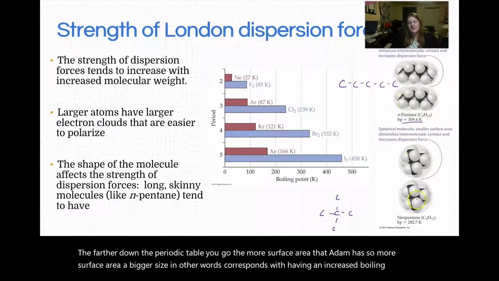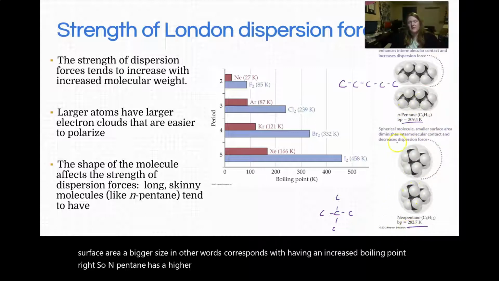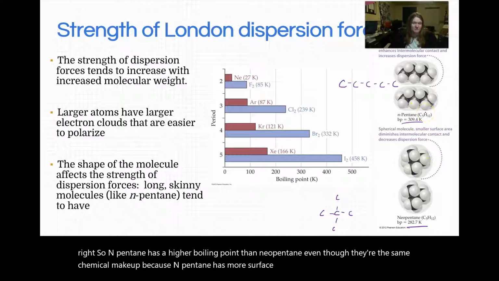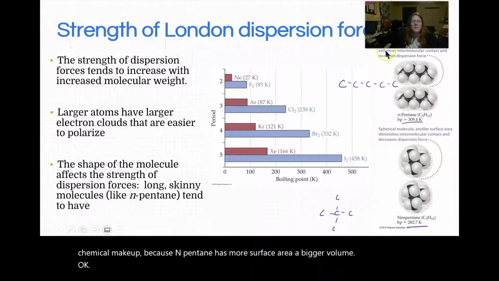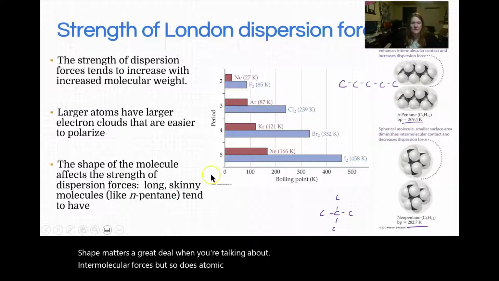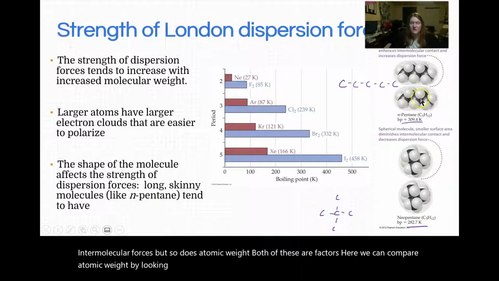Right? So N-pentane has a higher boiling point than neopentane, even though they're the same chemical makeup, because N-pentane has more surface area, a bigger volume. Okay? Shape matters a great deal when you're talking about intermolecular forces, but so does atomic weight. Both of these are factors here. We can compare atomic weight by looking at this chart, and we can compare shape by looking at these molecules.